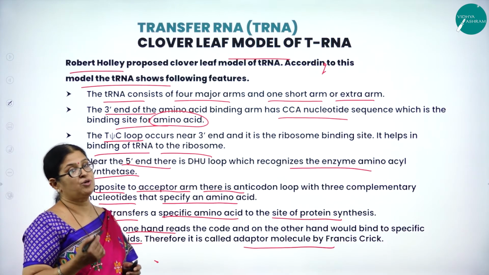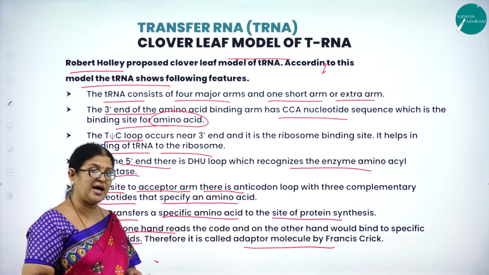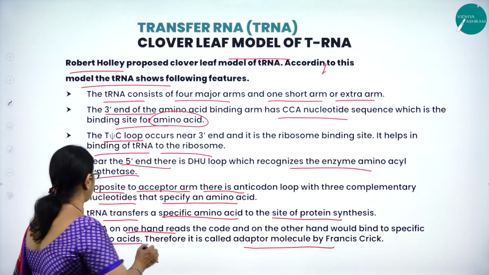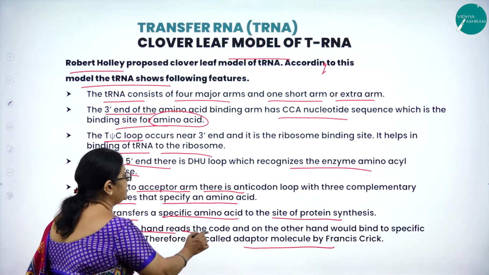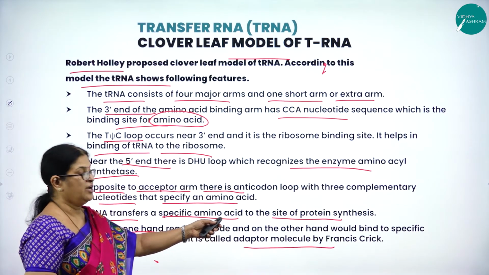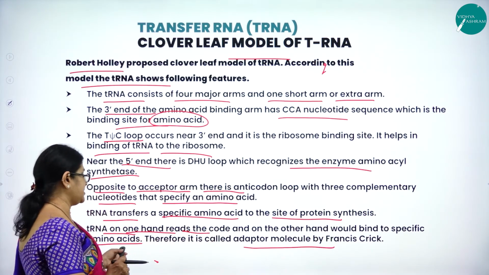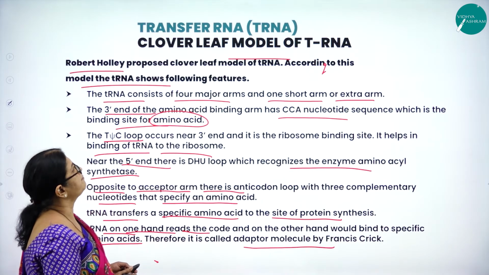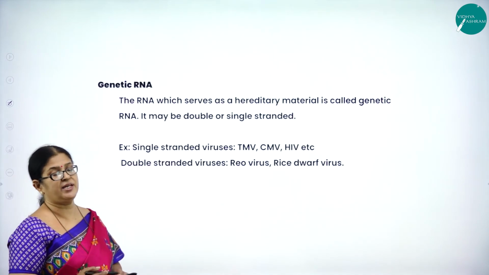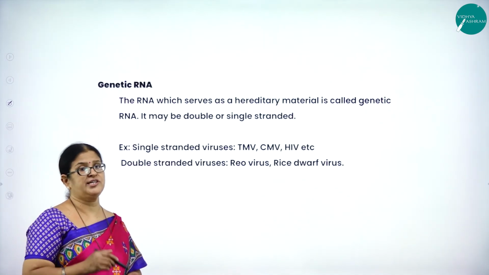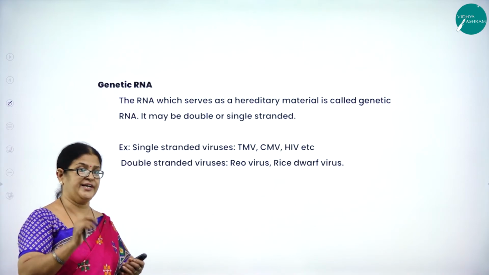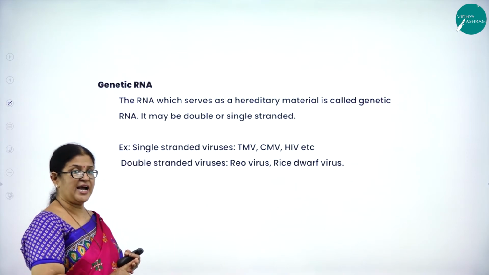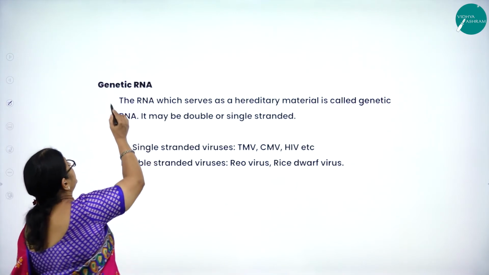You can also call tRNA soluble RNA, or you can also use the word adapter RNA. Why is it called adapter RNA? Because tRNA on one hand reads the code, and on the other hand binds to the specific amino acid. Therefore, it is called what? The adapter molecule by Francis Crick. Now that was all about the non-genetic RNA. Non-genetic RNA is of 3 types. We have studied rRNA, mRNA and tRNA. Now moving on to genetic RNA.